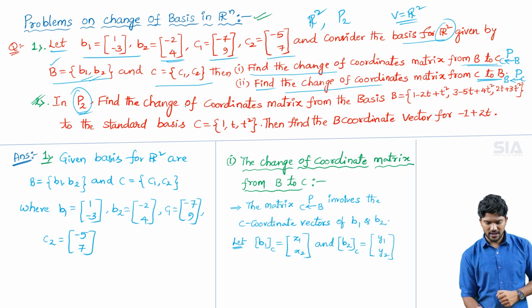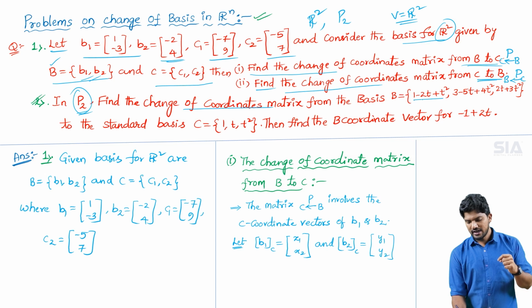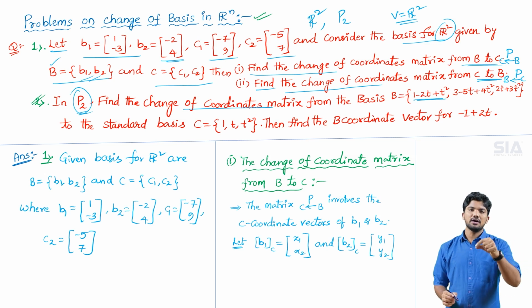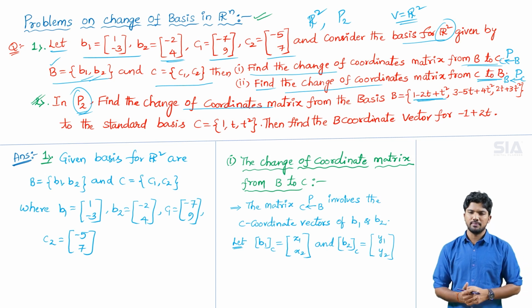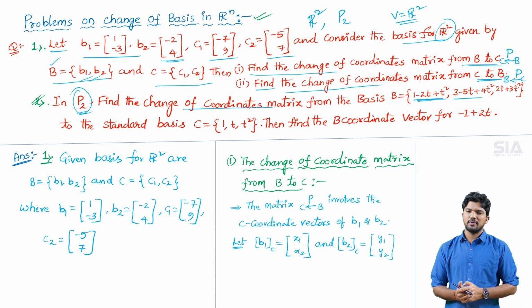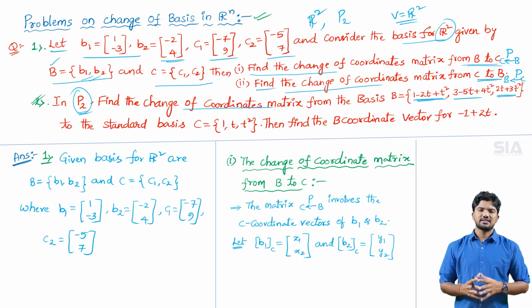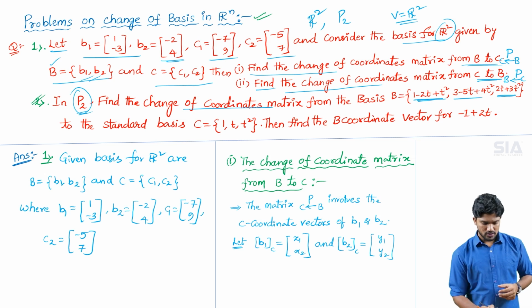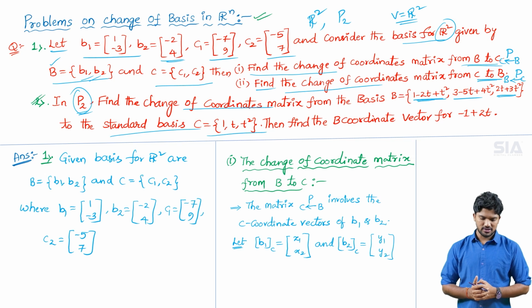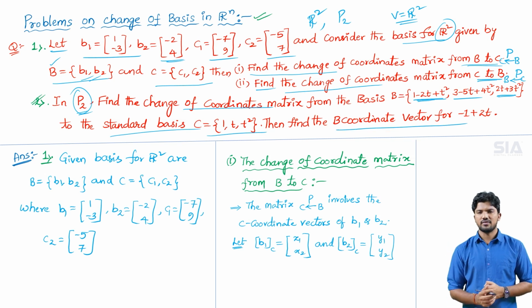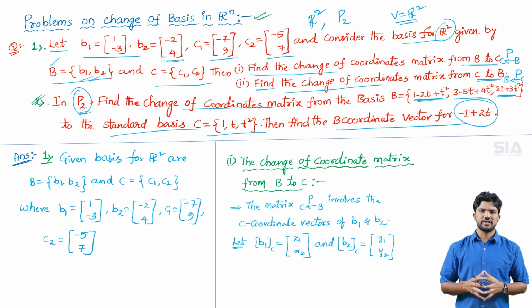Find the change of coordinates matrix from the basis capital B, where the vectors in that basis are polynomials. The first quadratic equation is 1 minus 2t plus t square, 3 minus 5t plus 4t square, and the third one is 2t plus 3t square. So these are the 3 quadratic equations, to the standard basis capital C is equal to 1, t, t square. Then we have to find the B coordinate vector for the given vector or given linear equation minus 1 plus 2t.